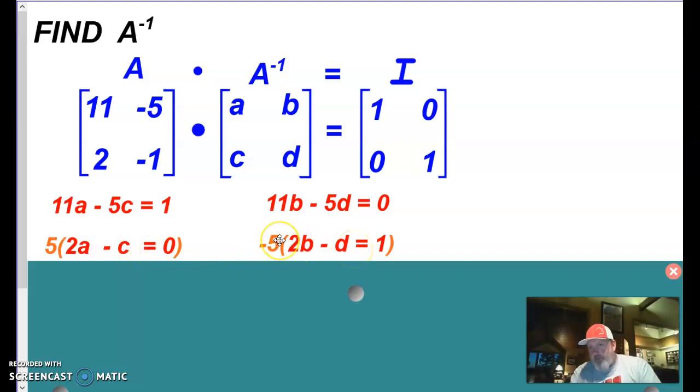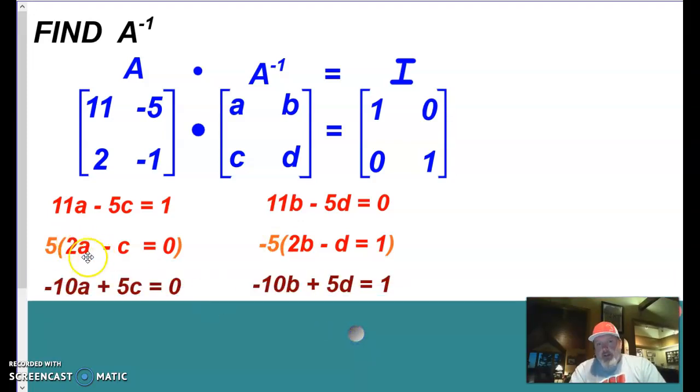Now notice I put parentheses around these and multiplied by 5 and negative 5. I'll explain why real quick. So this is 2. When I multiply this, I get 2a minus c equal to 0, but nothing cancels out here. So I'm not going to multiply this because I'd have to use a decimal. I don't want to do that.